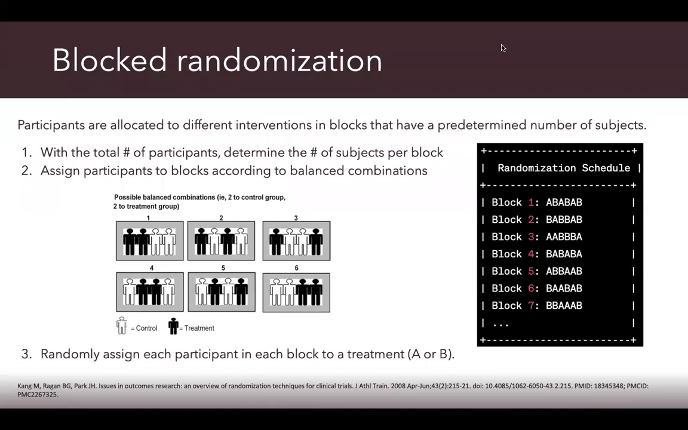Participants in this method are divided into blocks of a specific size, and the allocation of participants to treatment groups is randomized within each block. For instance, if the block size is 4, the participants would be divided into groups of 4, and each group would be randomly allocated to one of the treatment groups. This process of assigning participants is repeated until all participants have been allocated to a treatment group.